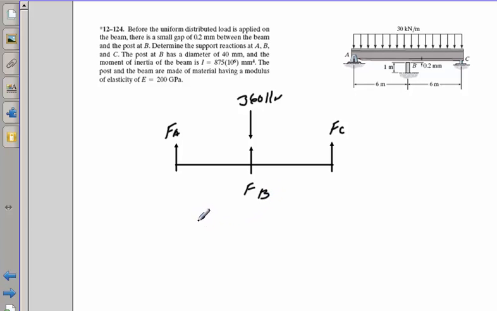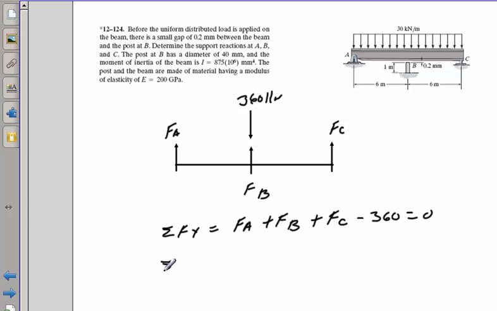At this point, we can sum our forces in the y direction, and we'll get F of A plus F of B plus F of C minus 360 is equal to 0.